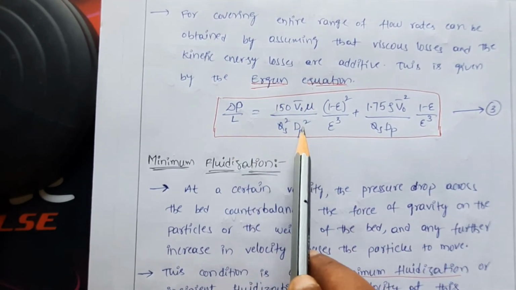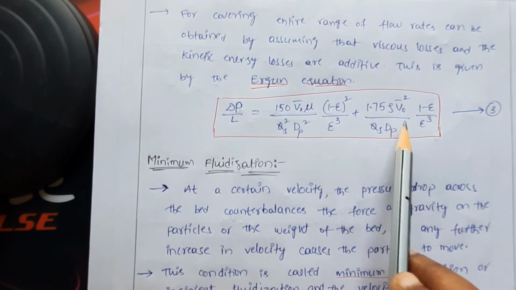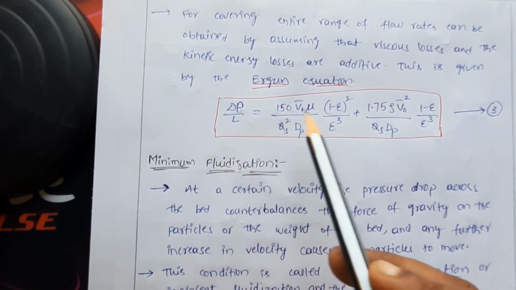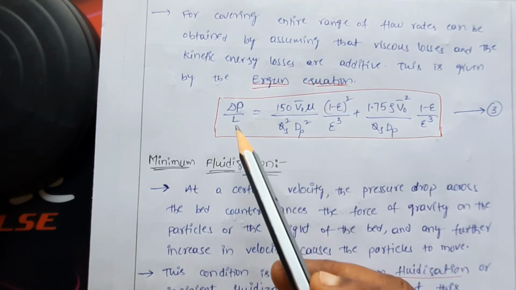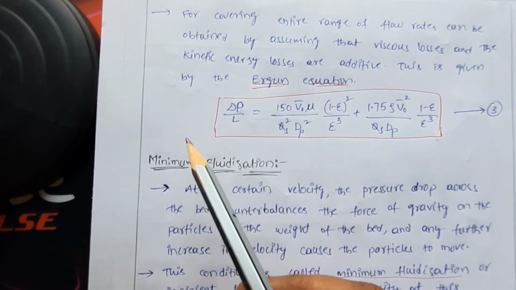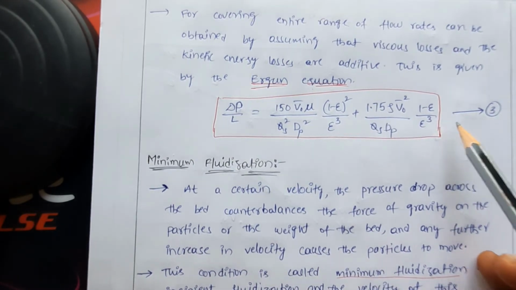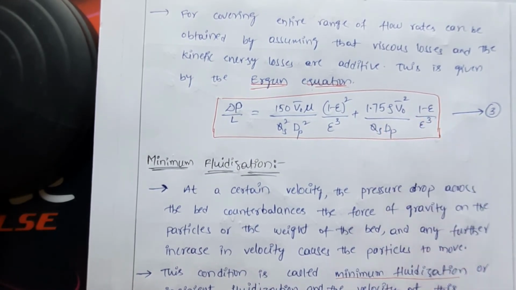This is applicable for all ranges of fluid flow, whether it is laminar, turbulent or transition, whether the Reynolds number is from 0.01 up to infinite. This equation is applicable for all ranges of fluid flow rates.